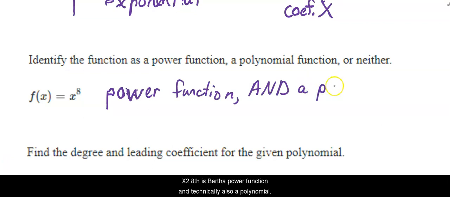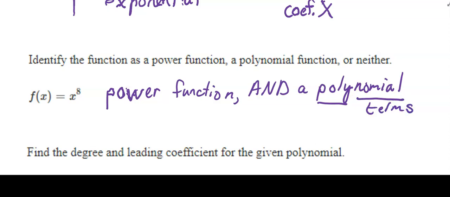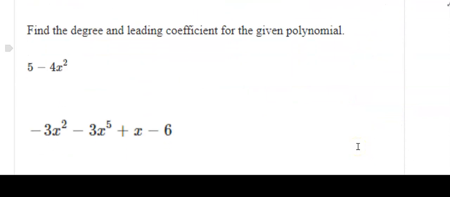So x to the 8th is both a power function and technically also a polynomial. Remember that poly means many, but in the case of mathematics, it could mean one or more. Nomial means terms, or things that are added and subtracted together. Let's take a look at the next problem.